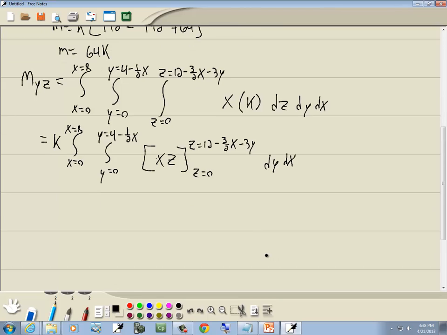Okay, so we'll plug that in for z. And if I put 0 in for z, it just drops away, so I don't need to worry about the 0 part. I doubt we'll have to worry about the z part or the 0 part in any of these, to be honest. X equals 0 to x equals 8. Y is equal to 0 to y is equal to 4 minus 1/2 x. And we're plugging this in for z. So we're going to have x times z, which was 12 minus 3/2 x minus 3y, dy dx.